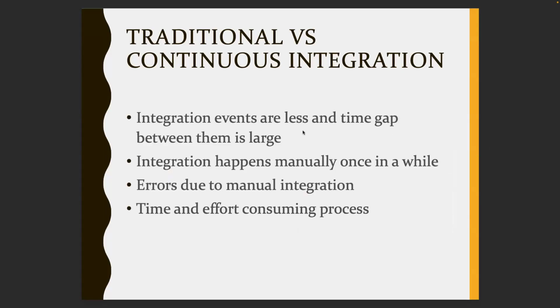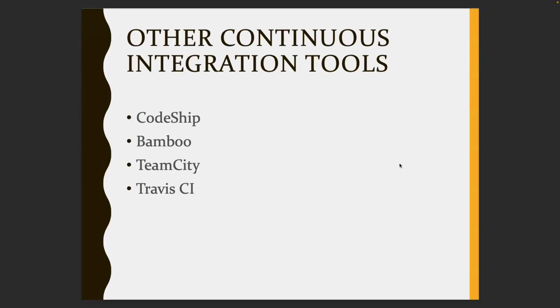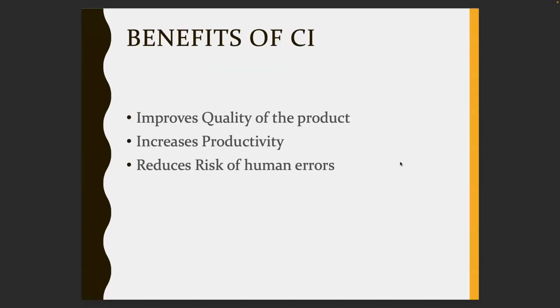Okay. So see here, in traditional integration, events are less and the time gap between them is large. Integration events happen manually once in a while. There are errors due to manual integration, and it's a time and effort consuming process. Right? So these are all the challenges. It takes a lot of time, human errors are possible, and integration happens manually once in a while. And benefits are that quality is improved because every code commit goes through this entire process. It increases productivity and reduces the risk of human or manual errors.